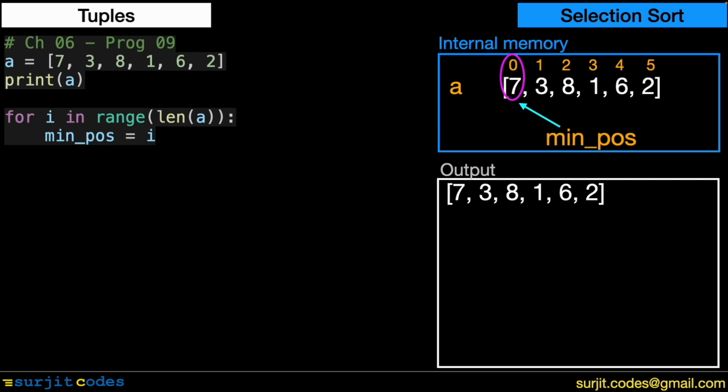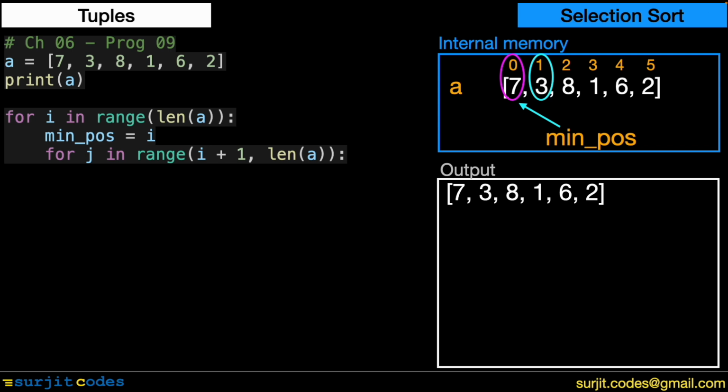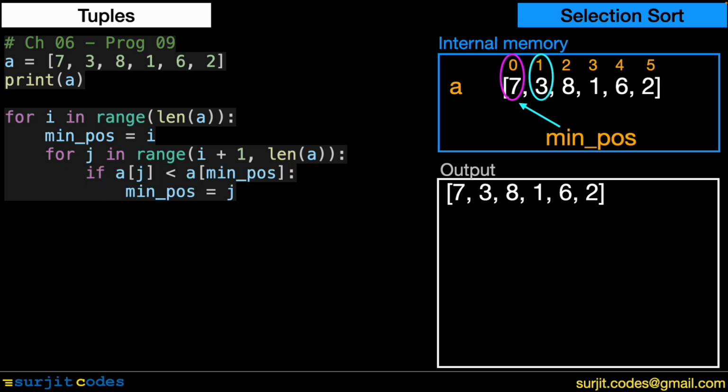We shall find the position of the minimum item from I to end. To begin with, we assume it to be I, where item is 7. We will shift minimum pos if an item less than 7 is found. So we start a loop over j from I plus 1 to end. Starting value of j is 1. Item at j is 3, which is less than 7, so we mark it as the new minimum pos. Further comparisons will be with the item at this pos, which is 3.